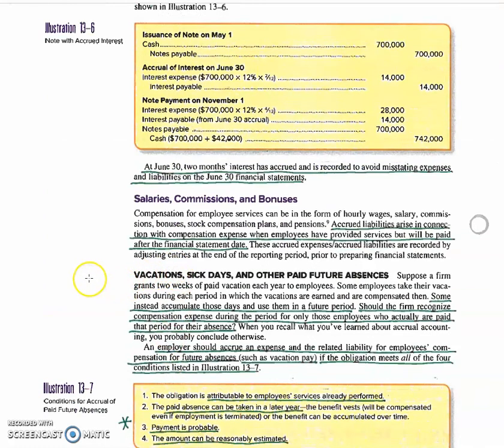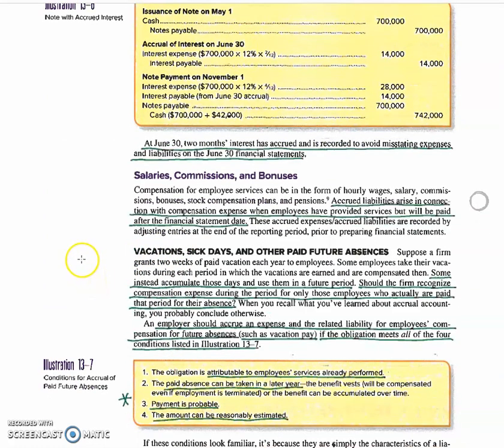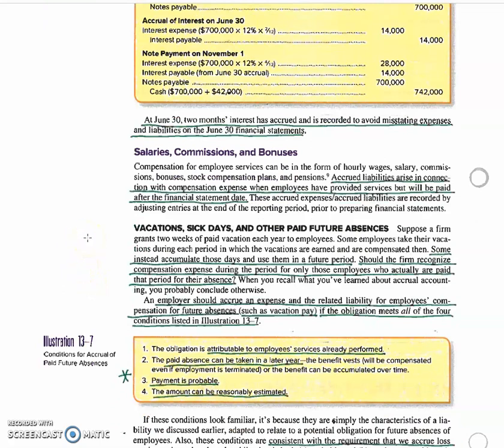Okay, now vacation, sick leave, things like that are a little bit of a tricky issue. Technically, if an employee earns vacation in one year and takes that in a subsequent year, in the year that they earn the vacation, you need to recognize the expense for it and accrue the liability. So you would debit an expense for it, credit vacations payable.